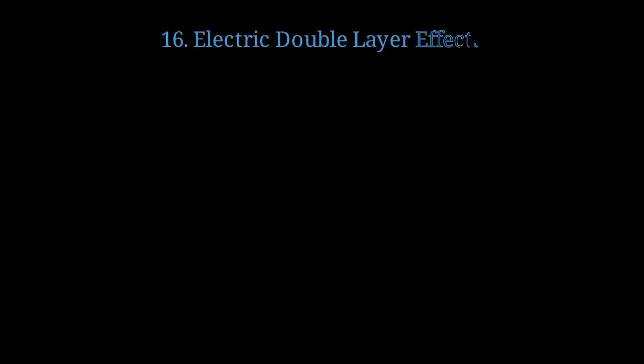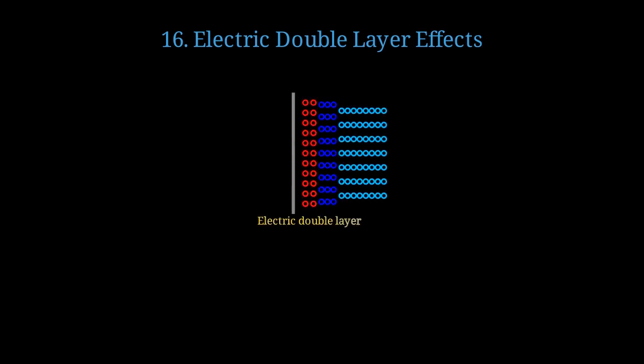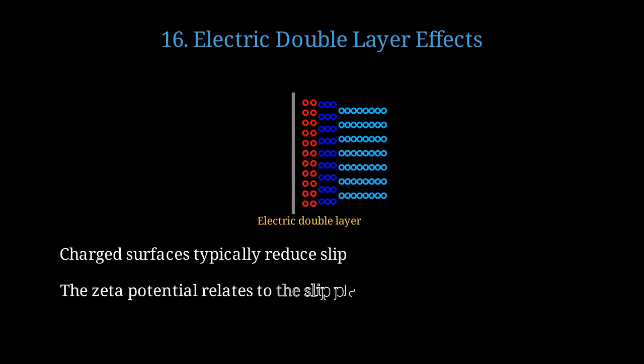In aqueous solutions, the electric double layer near charged surfaces affects slip. Near a charged surface, ions form an electric double layer. This structured region can modify slip behavior. Charged surfaces typically reduce slip because ions and their hydration shells interact strongly with the surface. The zeta potential, measured in electrokinetic experiments, tells us where the effective slip plane is located relative to the surface.